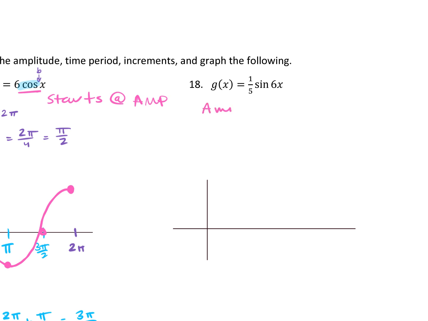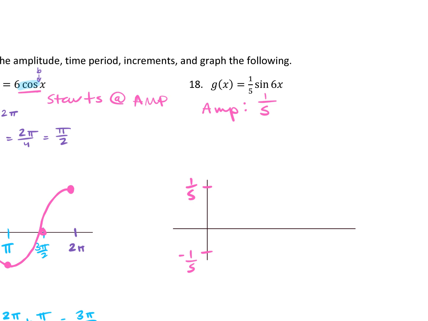So first, let's find the amplitude. What would our amplitude be? 1 over 5. So we're going to go up to 1 over 5, and then down to negative 1 over 5.